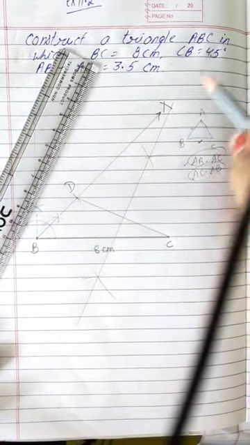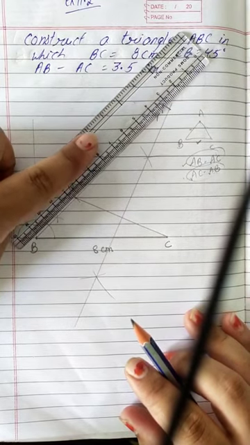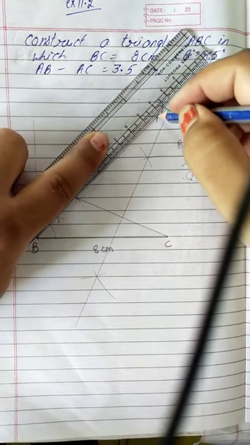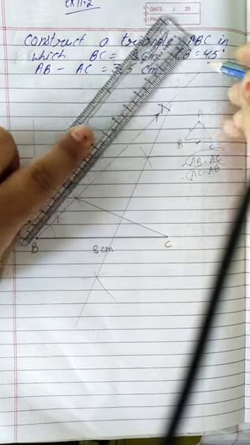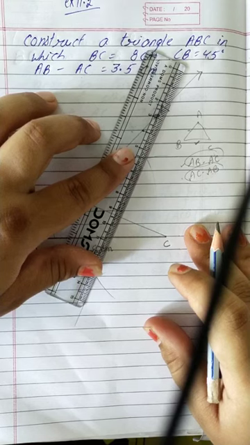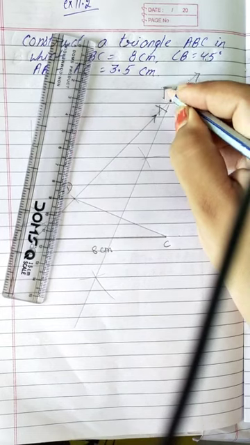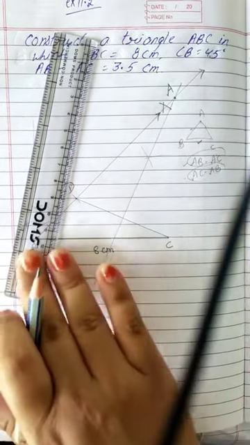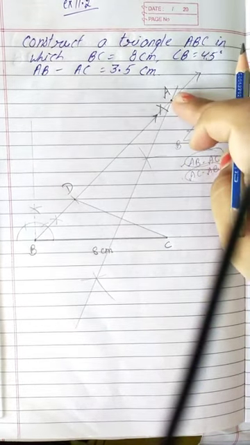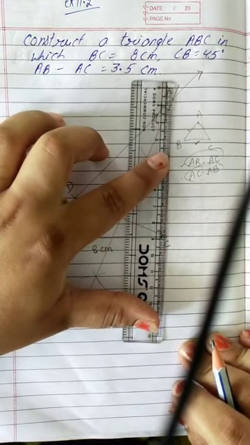Now wherever it meets this BX will be the point A. But actually we need to elongate it more, so we'll extend it. BX will be extended and this as well. So here it intersects the previous line, that is BX. So wherever this perpendicular bisector intersects BX, name that point A. So ABC will be your required triangle.